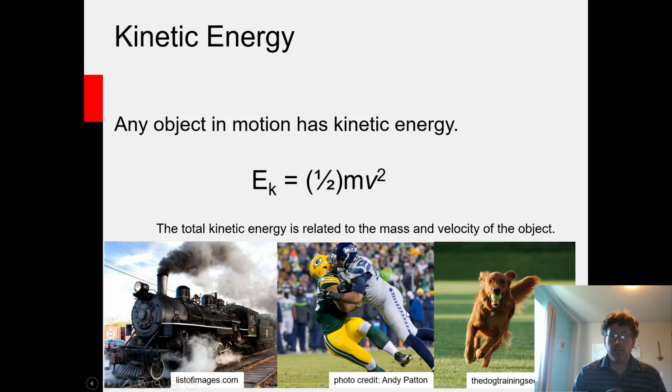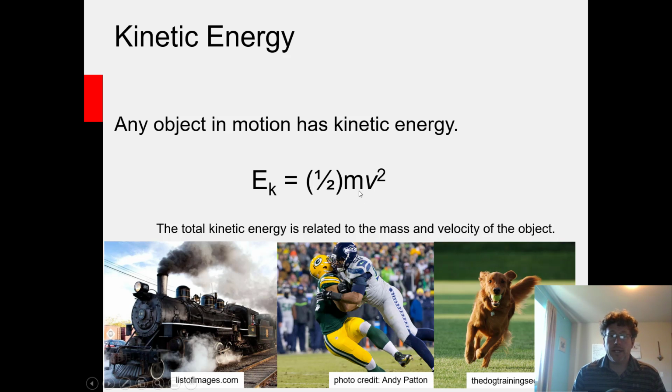And if we just look at these three scenarios, it's pretty obvious which of these three objects in motion should have the greatest kinetic energy. The steam locomotive is generally going to have the greatest kinetic energy because it has the largest mass and it can reach the highest top speed. So largest mass, highest speed, the steam locomotive is going to win in terms of its total kinetic energy versus a football player in motion or a dog in motion.